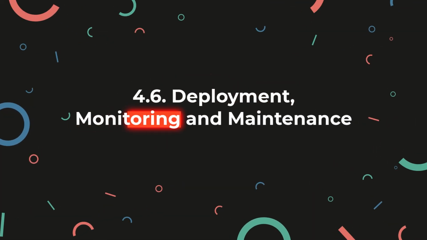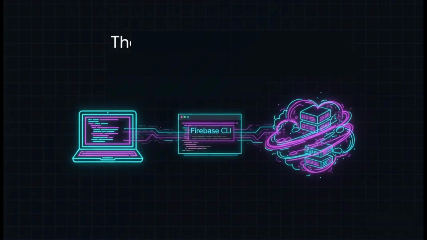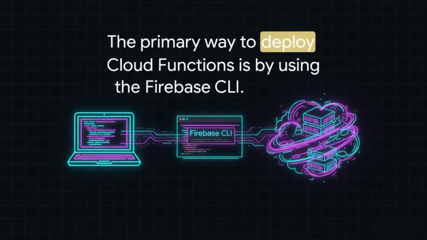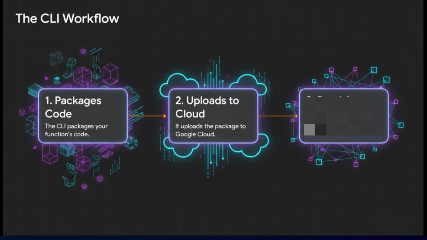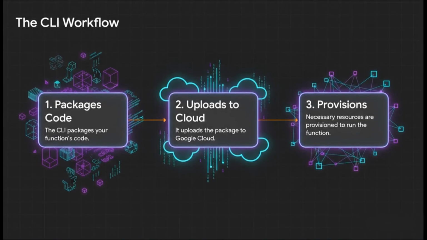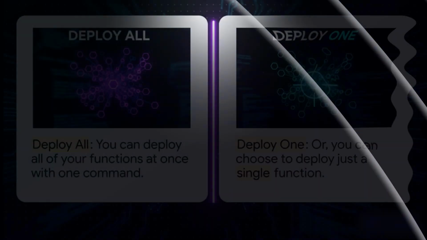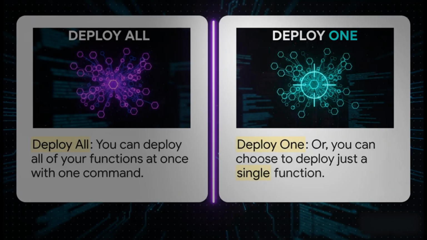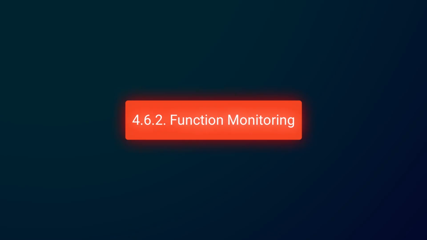Deployment, monitoring, and maintenance. The deployment workflow. The primary way to deploy Cloud Functions is by using the Firebase command line interface or Firebase CLI. The CLI packages your code, uploads it to Google Cloud, and provisions the necessary resources. You can deploy a single function or all of them at once. For production apps, it's a best practice to deploy one function at a time to minimize the risk of introducing a breaking change.